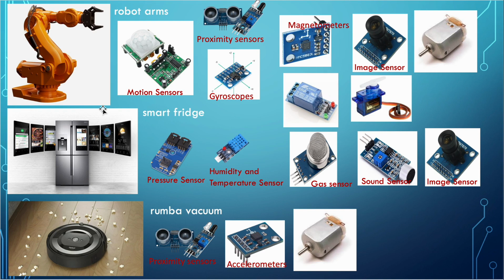You would have a camera to see what's inside the fridge, so energy wastage would be stopped. That can also be done by an image sensor.